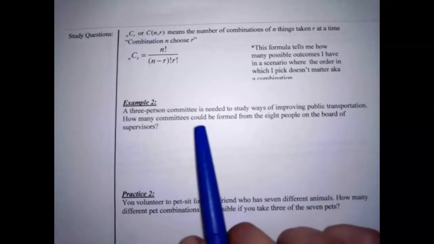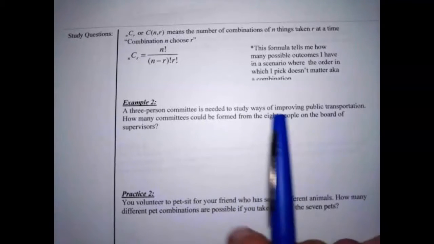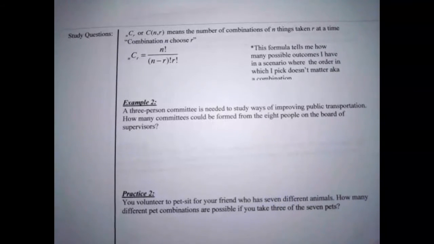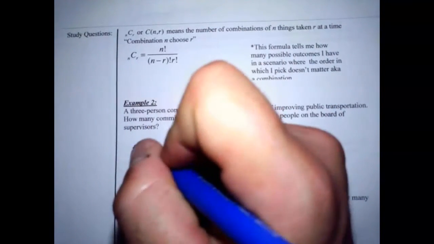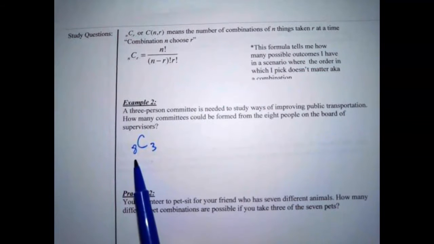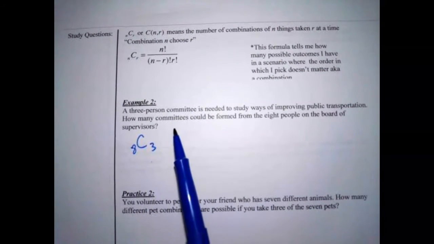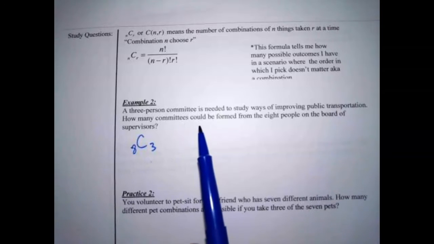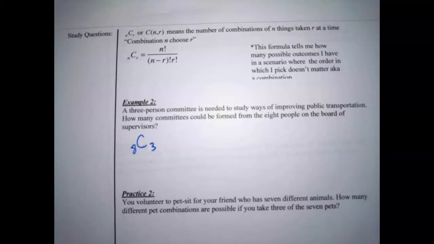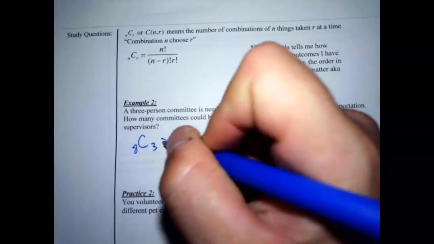So let's see here. A 3-person committee is needed to study ways of improving public transportation. How many committees could be formed from the 8 people on the board of supervisors? So this is going to be 8C3, picking 3 people from 8 total, where the order in which they get picked doesn't matter because it's just a 3-person committee to discuss ways of improving public transportation. All 3 people have the same role. Order doesn't matter. So this one again is a combination.